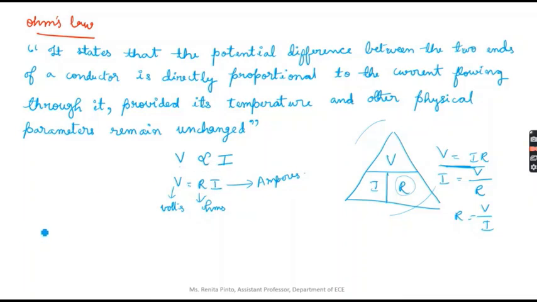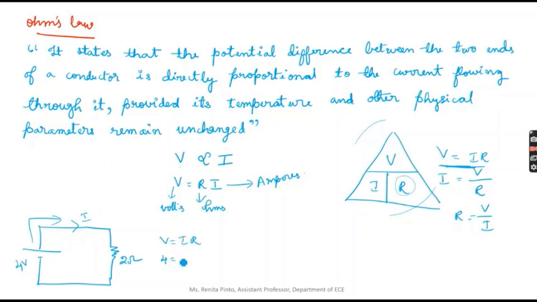Let me take a simple DC circuit. Let me take the potential difference as 4 volts and a resistor of say 2 ohms. You know the current flows from the positive, so let me take the current flowing like this. According to the relationship V is equal to I into R, I need to find the current. So 4 volts is equal to I into 2, which means I will be equal to 4 by 2, which is nothing but 2 amperes.